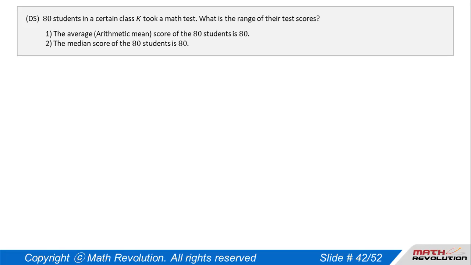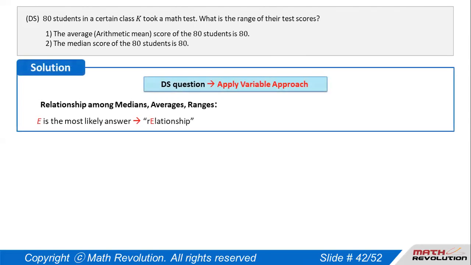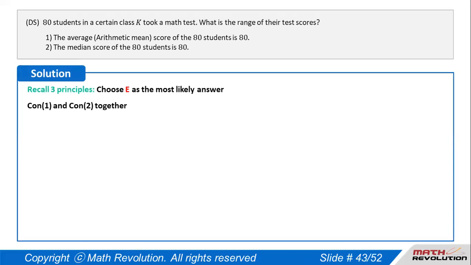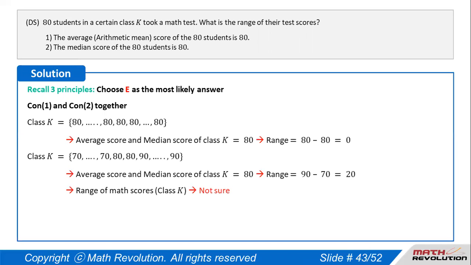The median score of the 80 students is 80. Now, this is a particular question on range, average, and median. The question before this was median, standard deviation, and mean. Now, this question relates median, average, which is mean, and the range. Again, I know that there would be a lot of variables and it would be answer E. I'll just take both the conditions combined together.